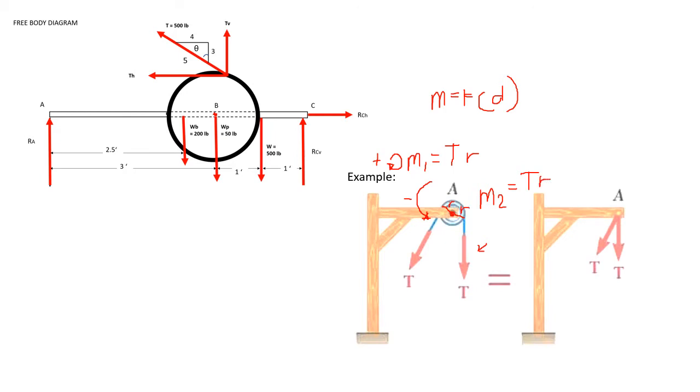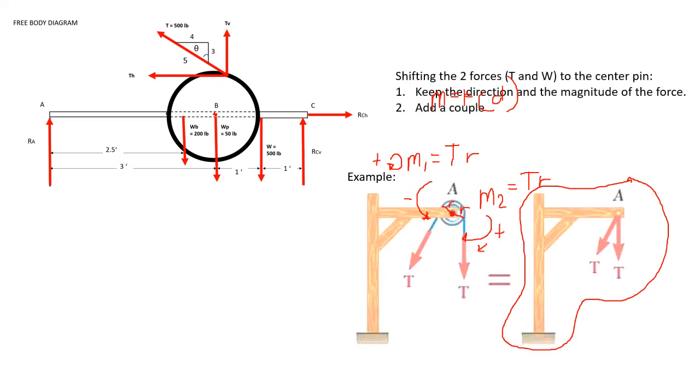So we have a perpendicular distance R, and notice that it will turn clockwise. Therefore, it is positive. And when we summate the moment at point A, notice that we will have a zero moment because they will cancel each other. So therefore, this will be equal to the figure to the right side.